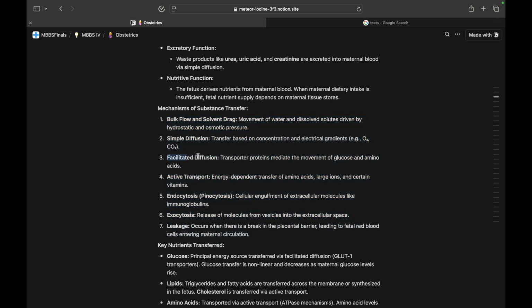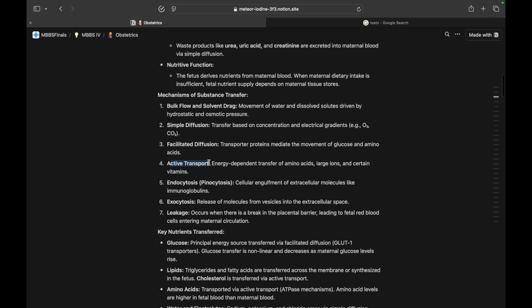Next, coming to facilitated diffusion: transporter proteins mediate the movement of glucose and amino acids. So mediator proteins are involved in transport of certain things like glucose and amino acids. Active transport: energy dependent transfer of amino acids, large ions and certain vitamins. So it happens against the gradient.